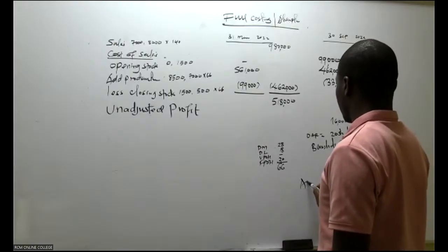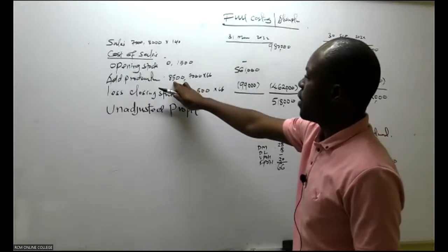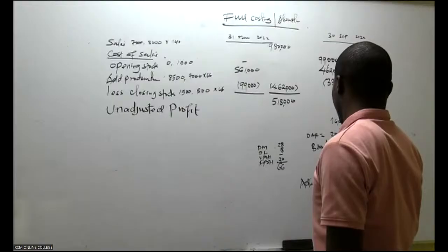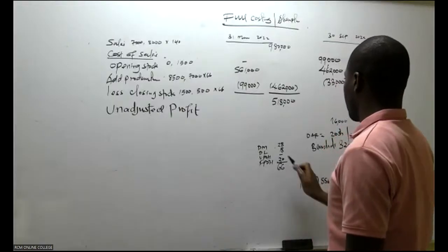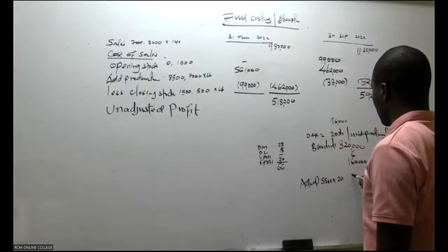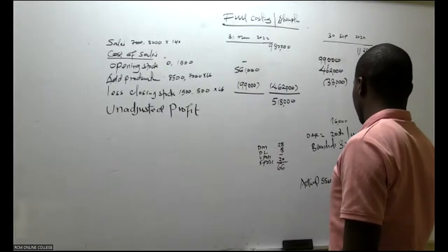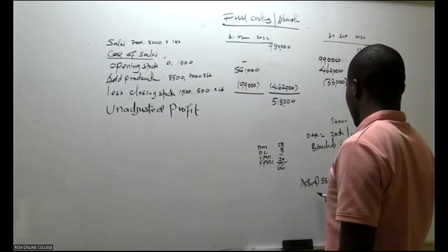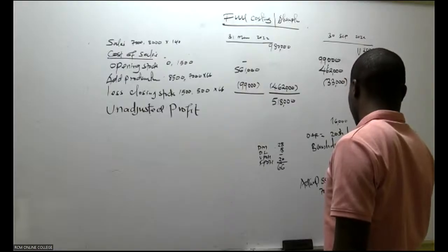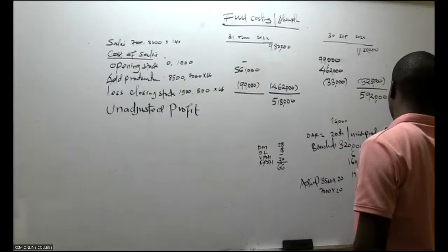Now the actual, they have managed to produce 8,500 units. 8,500 units by the rate, which is 20, will give us 170,000. The other one, for the last 6 months, they have managed to produce 7,000 at the same rate, which is 140,000.